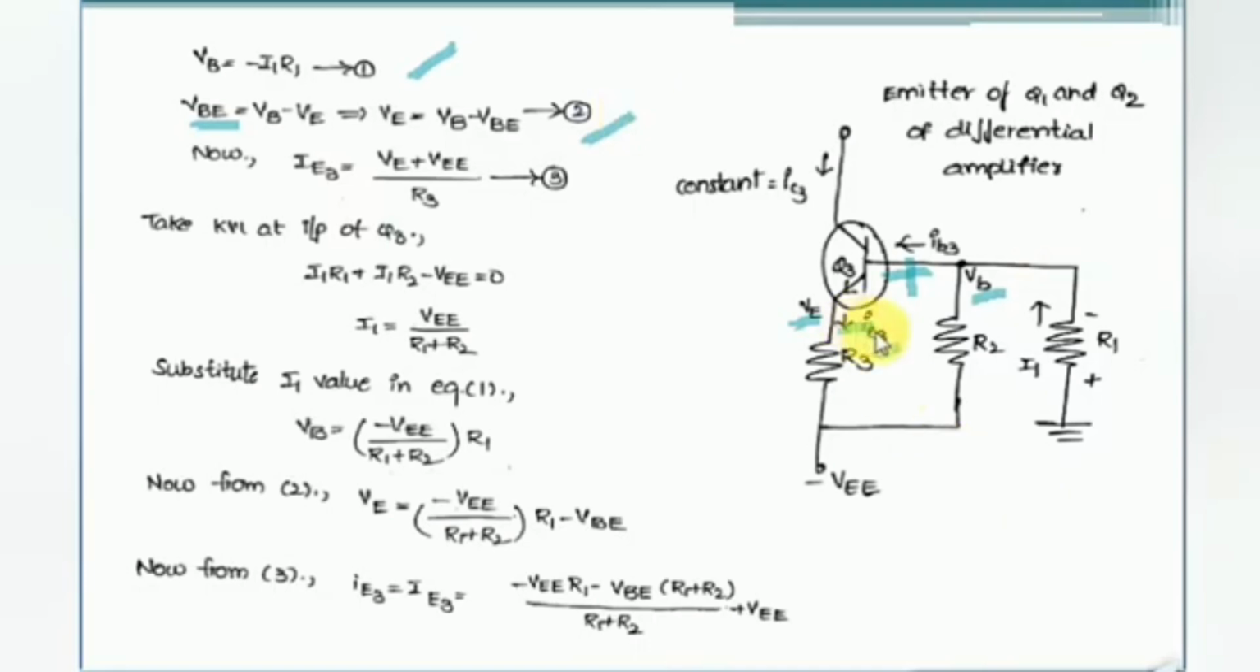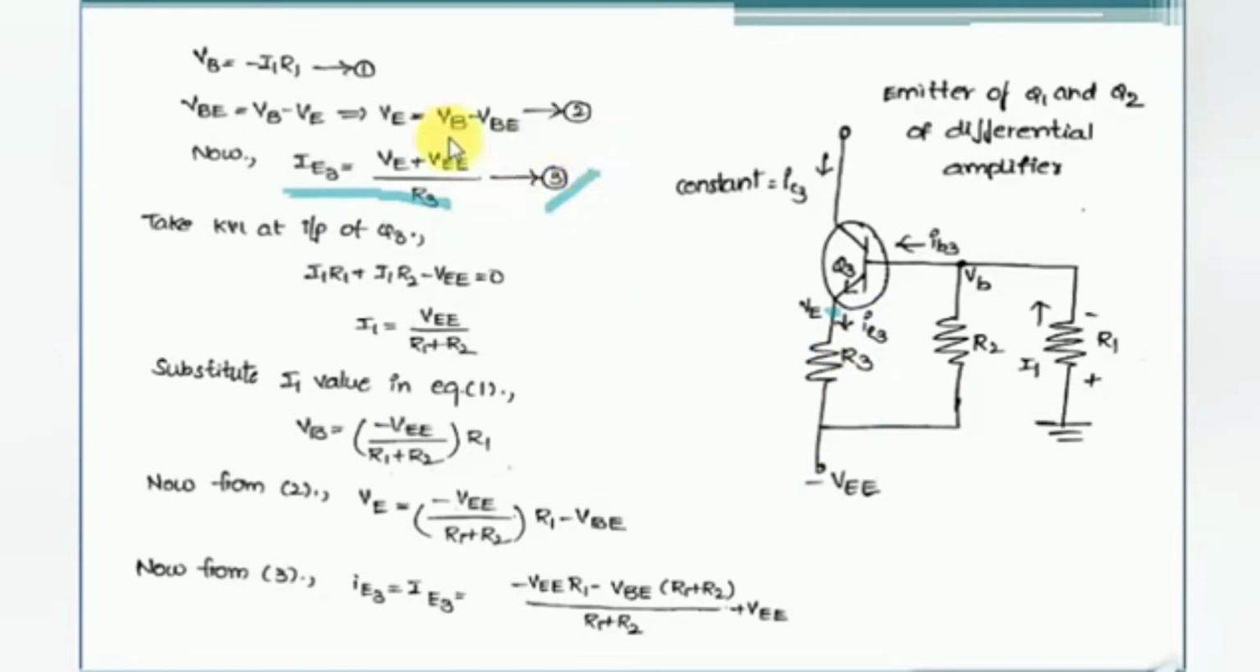Now we can find the current IE3 from this circuit. Let us assume this is the node voltage VE, and this is minus VEE, and here it is IE3. IE3 is the current flowing through resistor R3. So we can write IE3 as VE minus minus VEE, divided by R3. So we can write IE3 as VE plus VEE divided by R3. Keep this as equation 3.